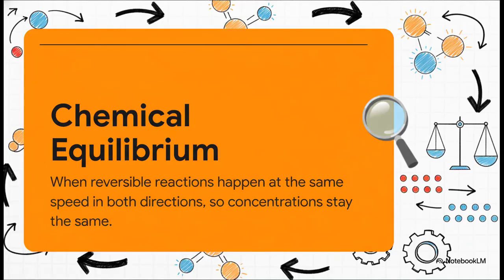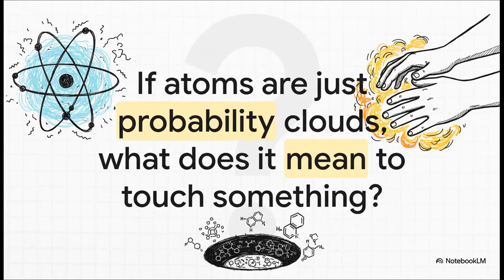Now, a lot of reactions don't just go in one direction. They're reversible. And eventually, they often hit this point called chemical equilibrium. This is a key idea. It doesn't mean everything has stopped, not at all. It just means the forward reaction is happening at the exact same speed as the reverse reaction. So from our perspective, it looks like nothing is changing, but at the molecular level, it's this perfectly balanced, constant dance.